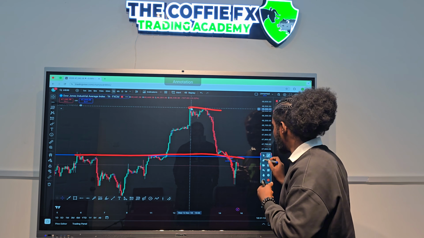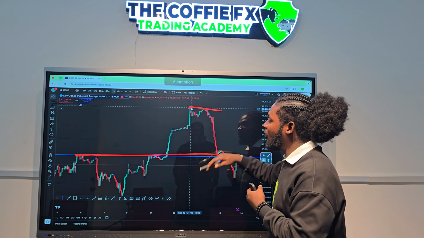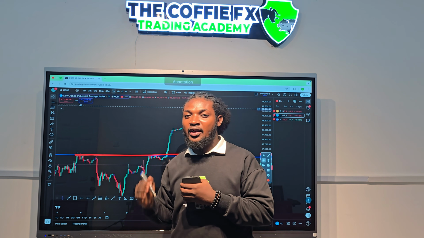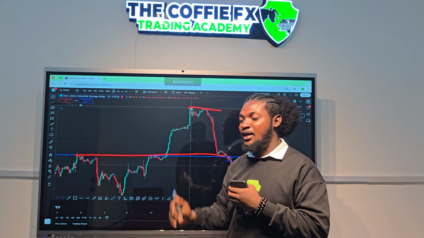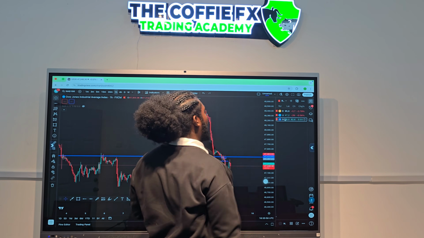But we can't really see it in the higher time frame. So you have to go into the lower time frame to get a vivid look or get a correct entry, right? So this was a very simple one too. Now let's move to the next pair.